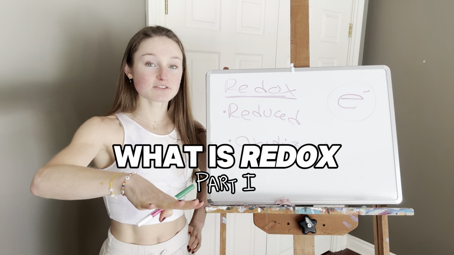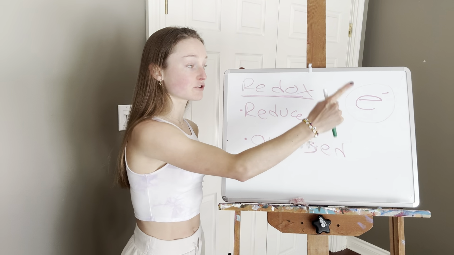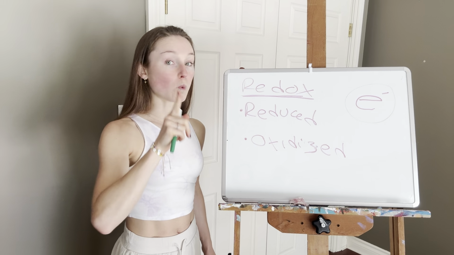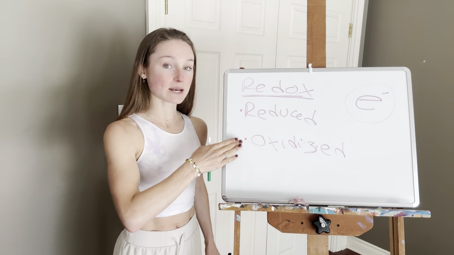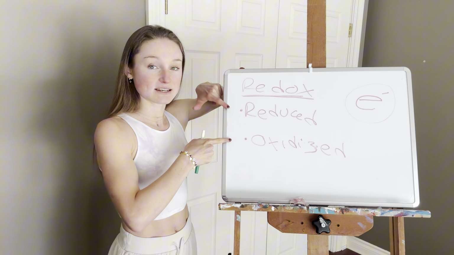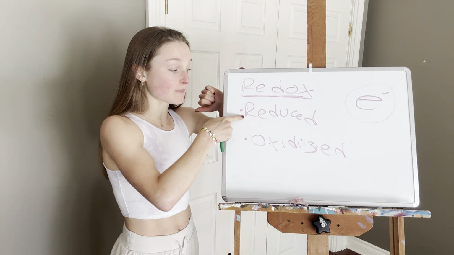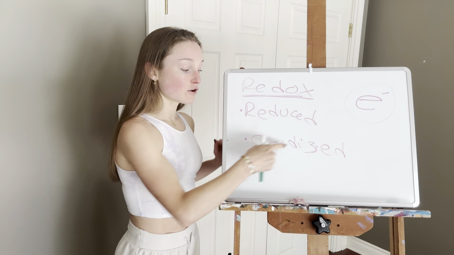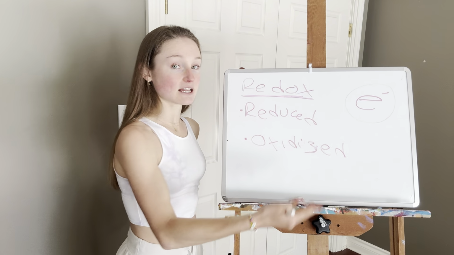Part 1, let's define redox reactions. Redox reactions are all about electron transfer. So in every single redox reaction that's going on, one atom or molecule is being reduced and one atom or molecule is being oxidized. These are not independent events. They cause each other to happen. So for something to be reduced, it must gain an electron. For something to be oxidized, it must give up an electron.